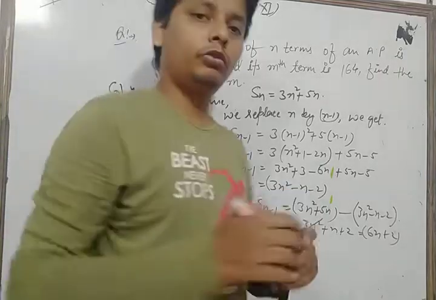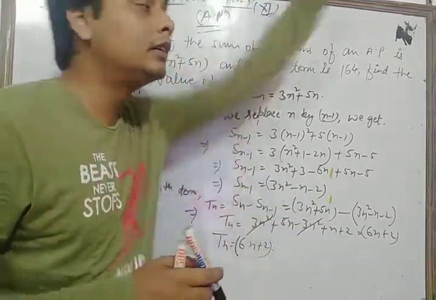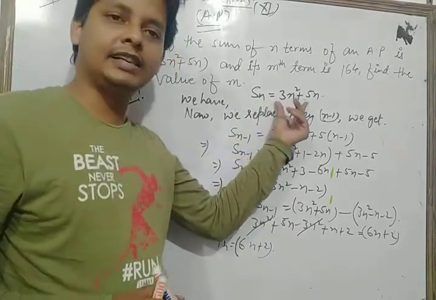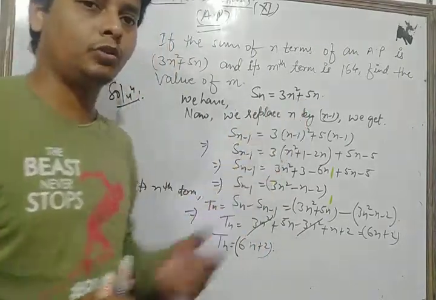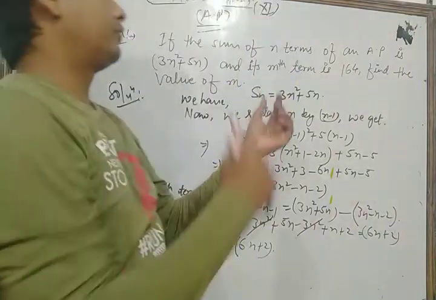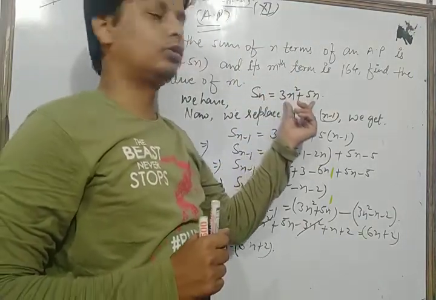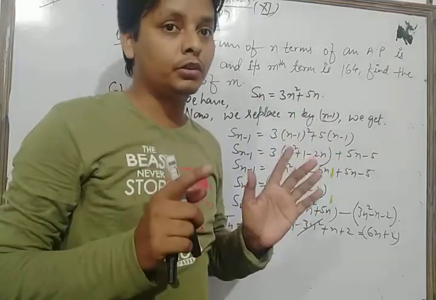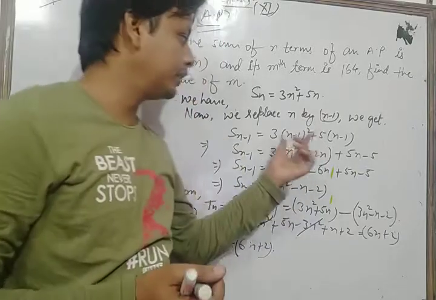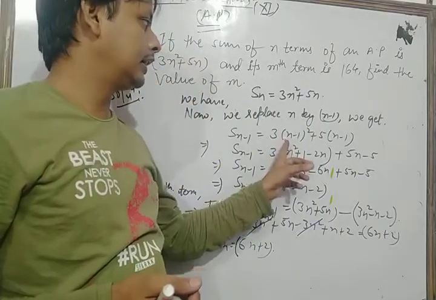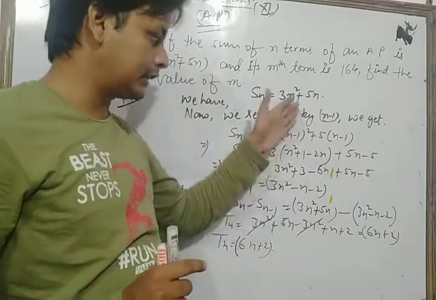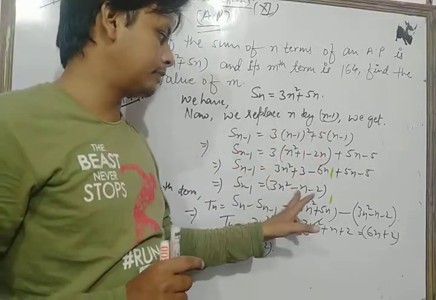Now dear student, first of all we find the nth term of this AP in this way. First we write Sn equal to 3n² + 5n, which is given in the question. Now we replace n by n - 1. After solving that equation, we get 3n² - n - 2.